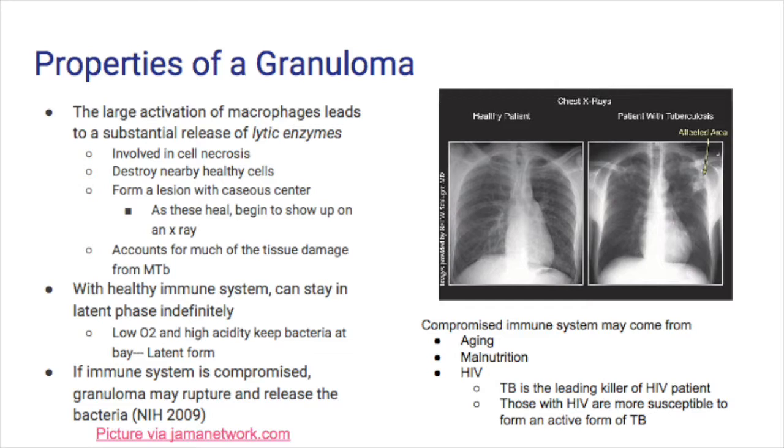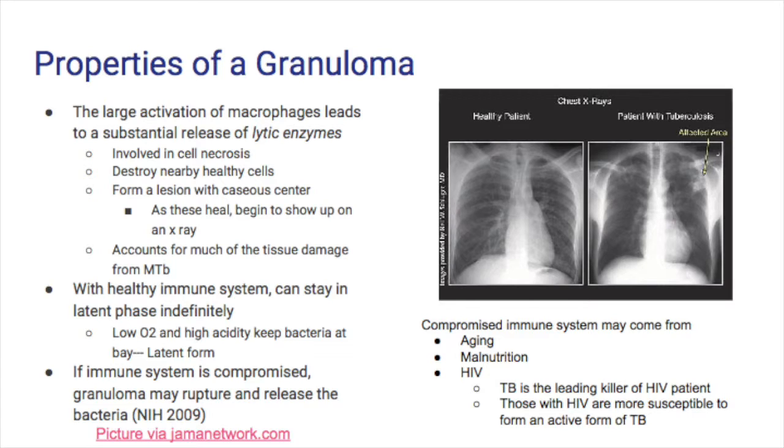And just going into what a granuloma actually does, with a healthy immune system, the bacteria can stay within that latent phase because we form this granuloma, that baseball, that circle around these bacteria. So when the immune system is high, these bacteria stay at bay. They have low oxygen and a very high acidity within that granuloma. So we'll keep these bacteria in a latent form.